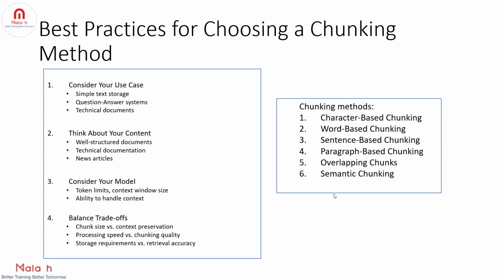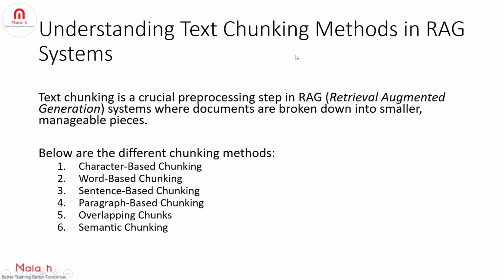All right. Thank you. So we understood different text chunking methods that we use when building RAG systems, right? We have character-based chunking, word-based chunking, sentence-based chunking, paragraph-based chunking, overlapping chunking, and semantic chunking. And like I said before, text chunking is an important pre-processing step when building any RAG system, that is, Retrieval-Augmented Generation systems, right?